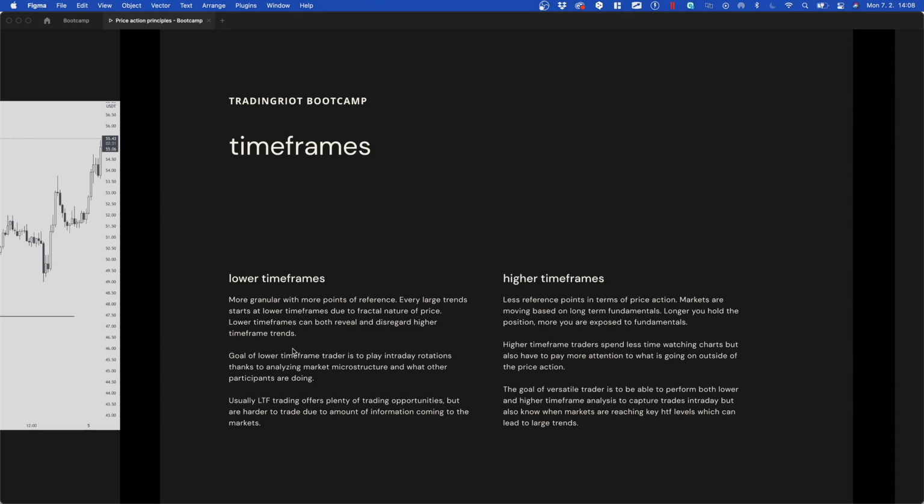Usually the low time frame trading offers plenty of trading opportunities, but is harder to trade due to the amount of information coming to the markets. This is the thing that I mentioned in more of a granularity of lower time frames.